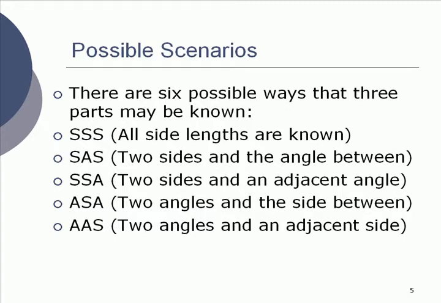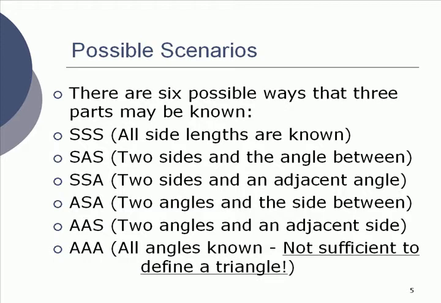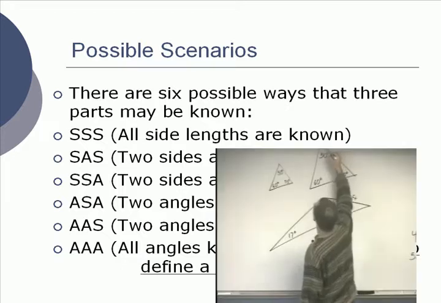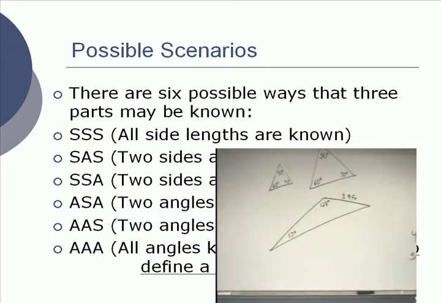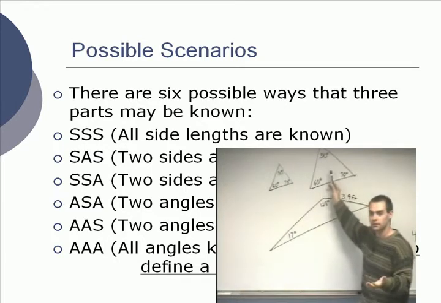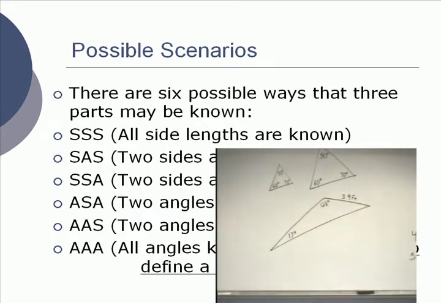Now the last case is kind of unique. Notice there's 5 cases there, and those are the 5 cases that we're going to be working with over the next 2 days. Notice that the last case, all 3 angles, is not enough to define a triangle. You always have to have at least one side to give the triangle scale. There's 2 triangles that share common angles, angle, angle, angle, but those 2 triangles are not the same. So being given 3 angles is not enough to define the triangle. If we wanted to find the side length, there's no way we can do that. So we always have to have at least one side to define the size of the triangle.